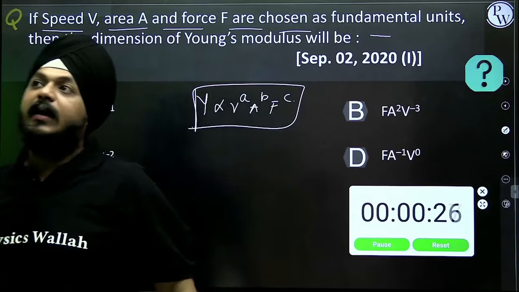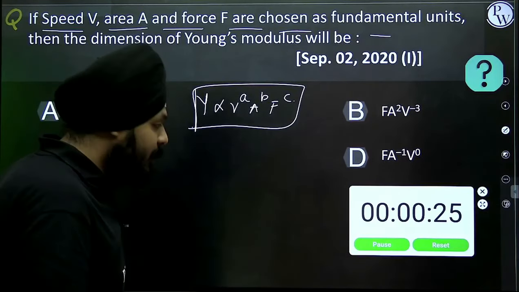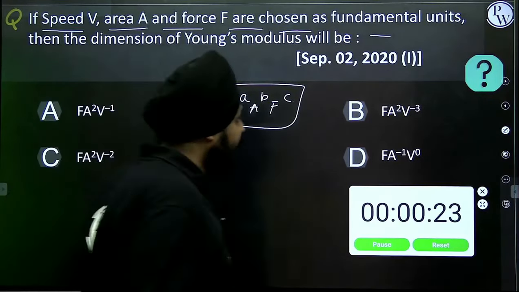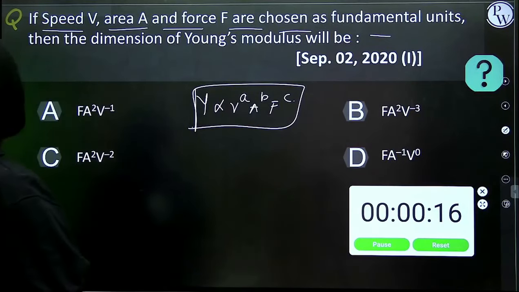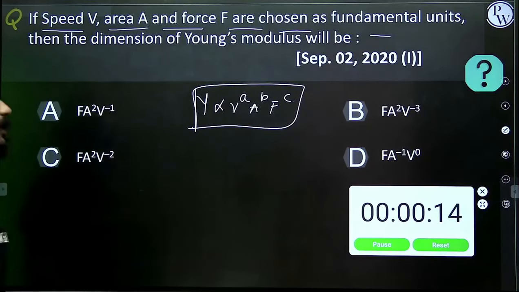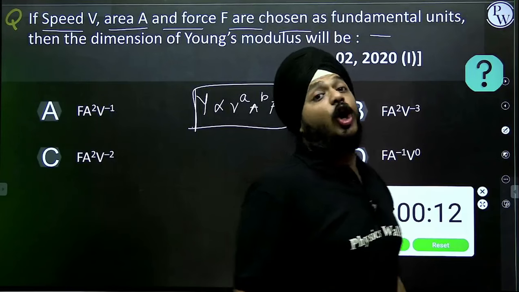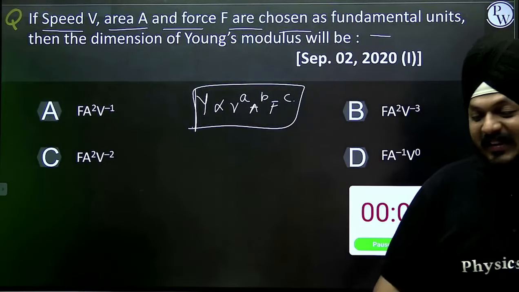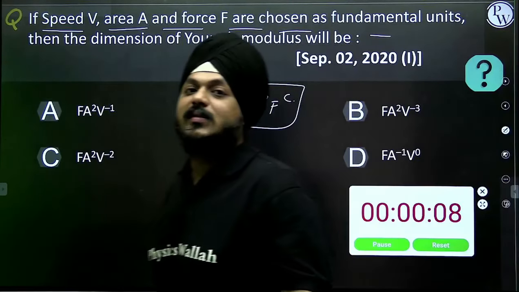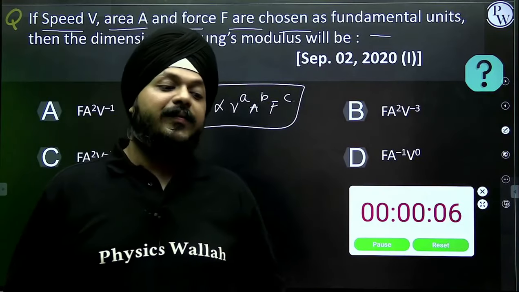Speed V, area A, just compare the powers on the LHS to the powers on the RHS, right? Very simple thing, right? We are going to solve this within a short period of time and you are going to enjoy it. I hope this lecture and this series will be helpful for you all.